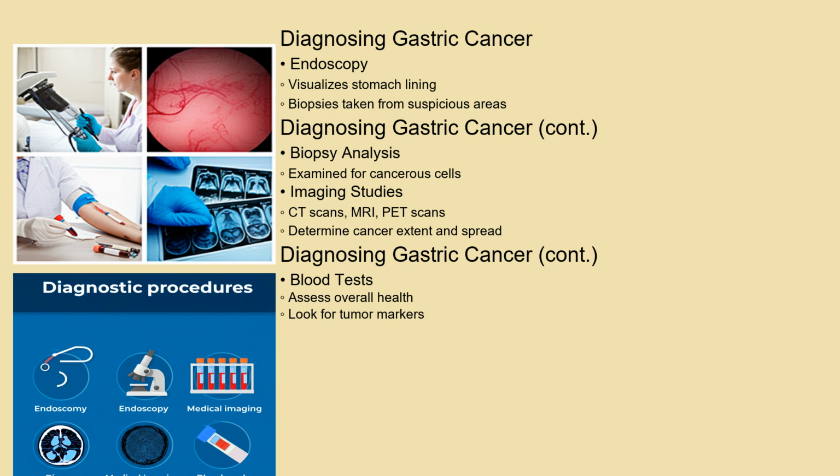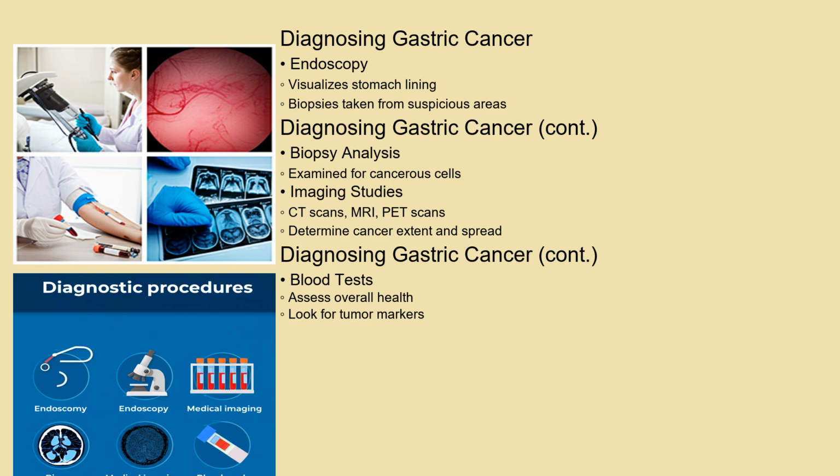Diagnosing gastric cancer typically involves a combination of tests and procedures. The most common and important test is an endoscopy, where a thin, flexible tube with a camera is inserted into the esophagus and stomach to visualize the lining. During the endoscopy, biopsies are taken from any suspicious areas. These biopsies are then examined under a microscope to check for cancerous cells. Other diagnostic tests include imaging studies such as CT scans, MRI, and PET scans, which can help determine the extent of the cancer and whether it has spread to other organs.